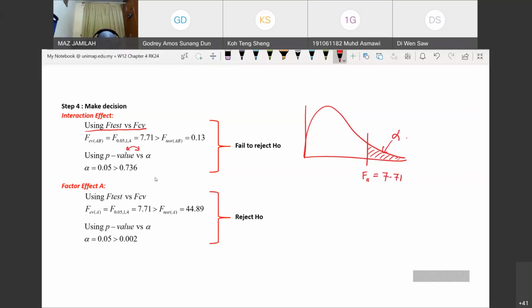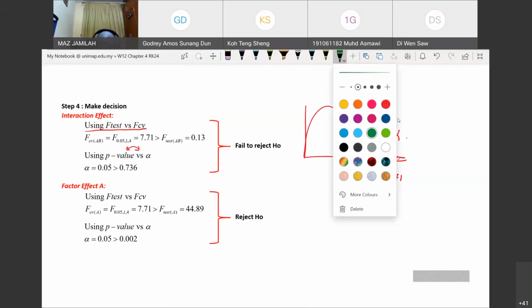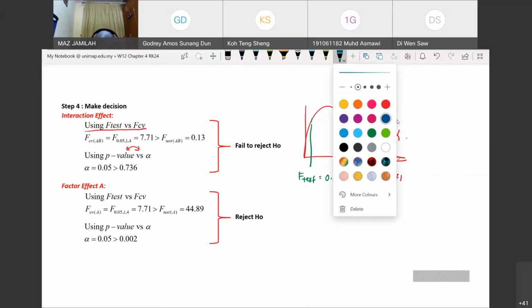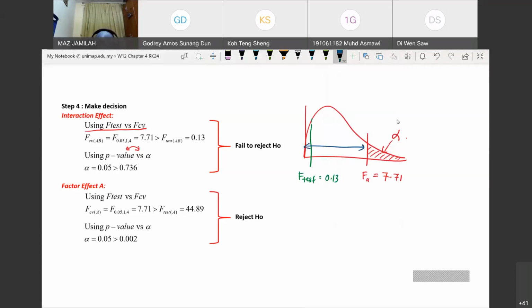And then your F test of the interaction is 0.13, which is very small. So it is located somewhere over here. This is your F test, which is 0.1, and it falls in the non-rejection region. So that's why we fail to reject the null hypothesis.